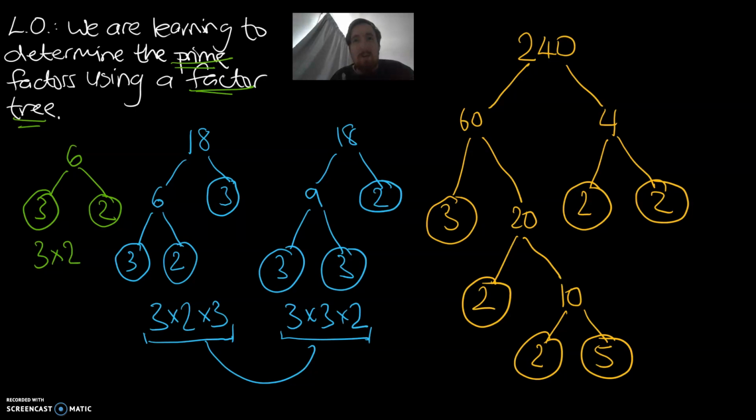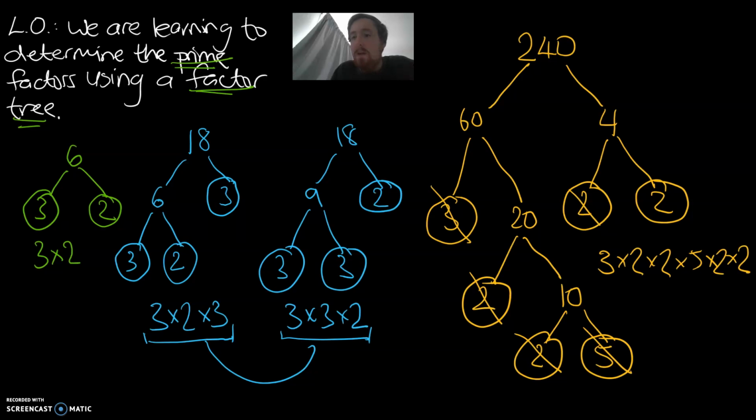That means we can now form our prime factors using our factor tree. We're just going to follow the tree: 3, which is that one, times 2, which is that one, times 2, which is that one, times 5, times 2, times 2. And that would be our answer from the factor tree. Just a note, these could be in different orders. The order doesn't matter. As long as you've got four 2s, a 3, and a 5, your answer would be correct.